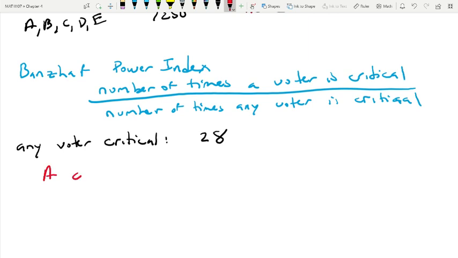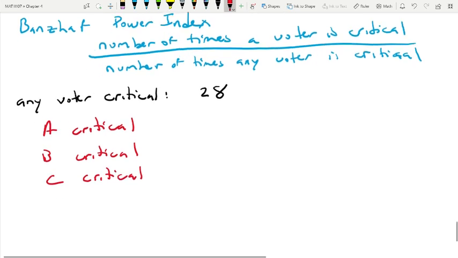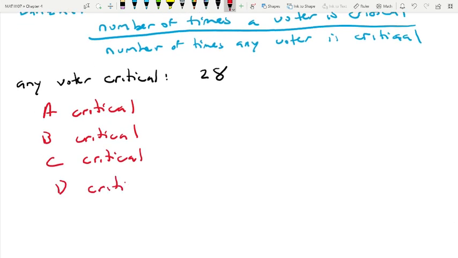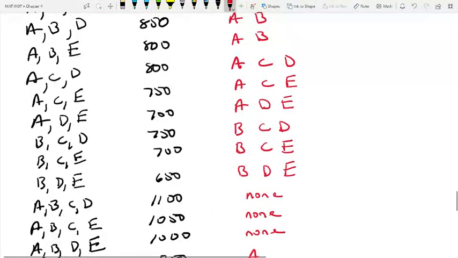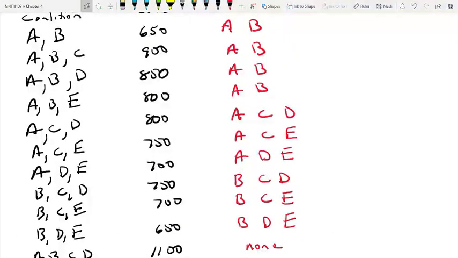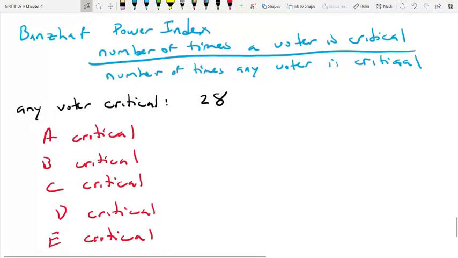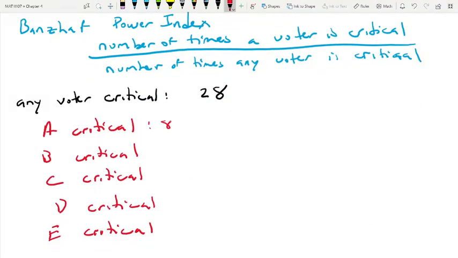Now we want to figure out the number for how many times A appears in that list, how many times B appears, and then C, D, and E. So we're going to look at that and figure out how many times each one of these letters appears. If I go back up here and read through this, you'll find out that A occurs 8 times. So A is going to be 8. You'll find out that B is also 8. And then C, D, and E each appear 4 times. Right?